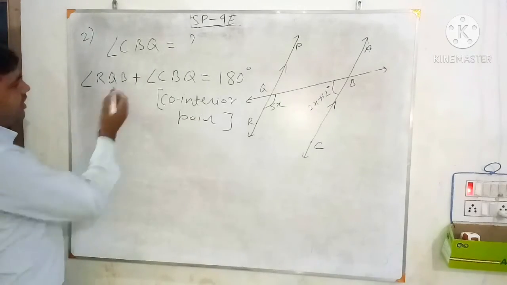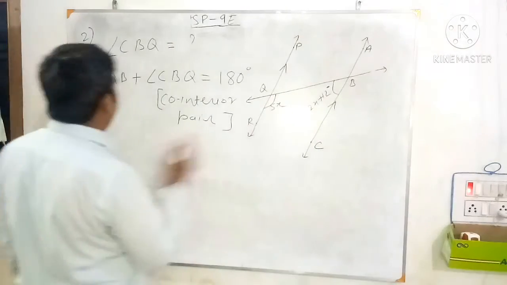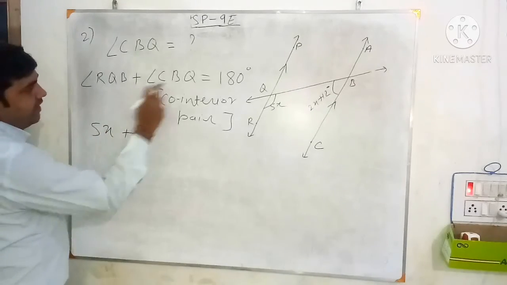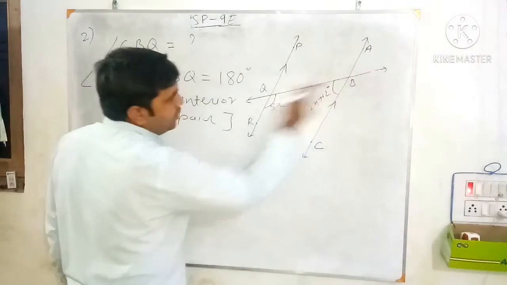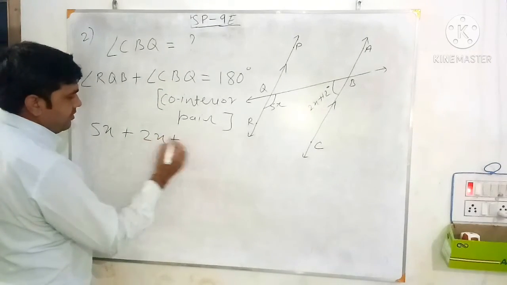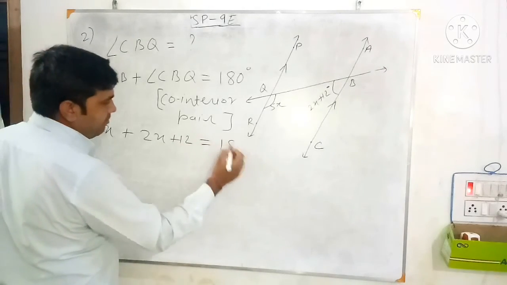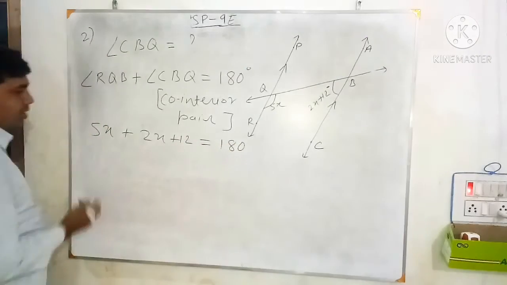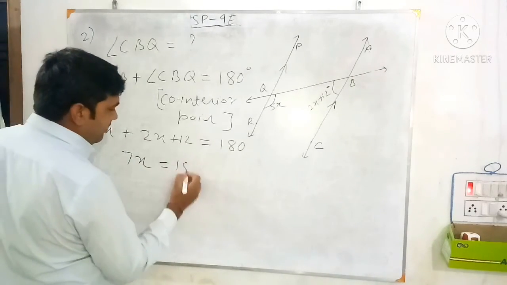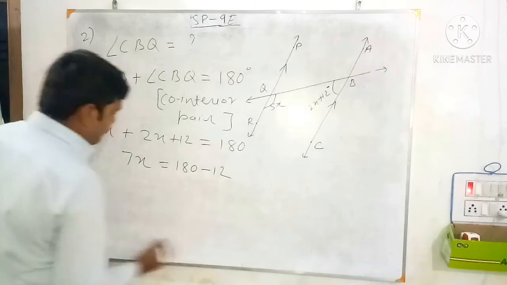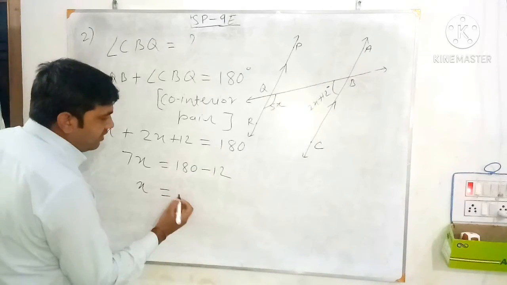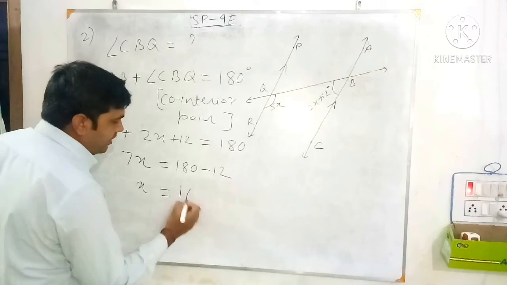The measurement of angle RQB is 5x, so in place of RQB I am writing 5x. In place of angle CBQ, that angle is 2x plus 12 degree, and their sum is supplementary, 180. Now 5x plus 2x gives you 7x. Now transpose this 12 to the right hand side, that will be minus 12. Now 7x is equal to 180 minus 12, which gives you 168 degree.